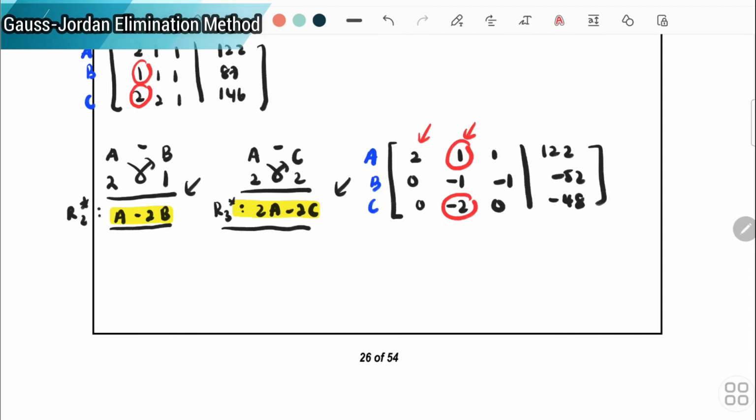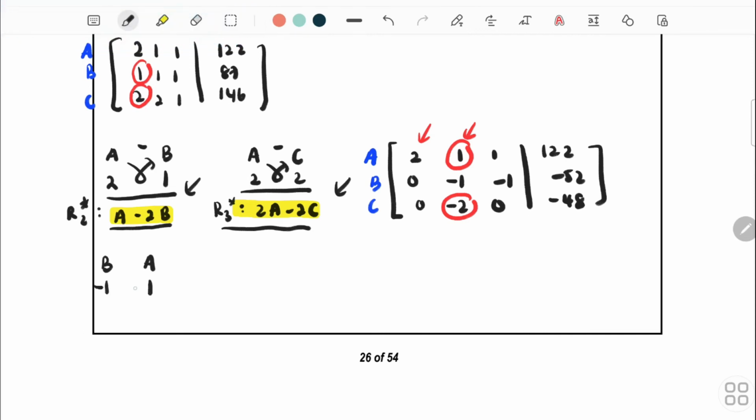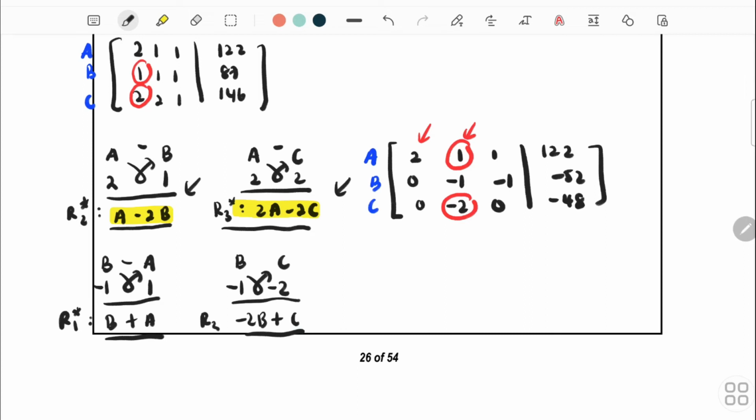So we're going to change the A, so it means that the reference will be B. So B with A, the element of B is negative 1, A is 1. So just cross multiply and minus between these two things. So B minus with minus A, so you get B plus A. This will give you the new R1. And then for the new R3, B together with C, so negative 1, negative 2, just cross multiply, so negative 2B minus with minus C, so you get plus C. So that will give you the new R3.